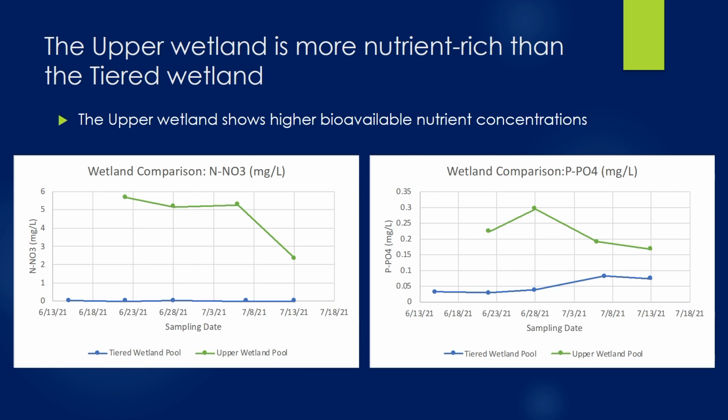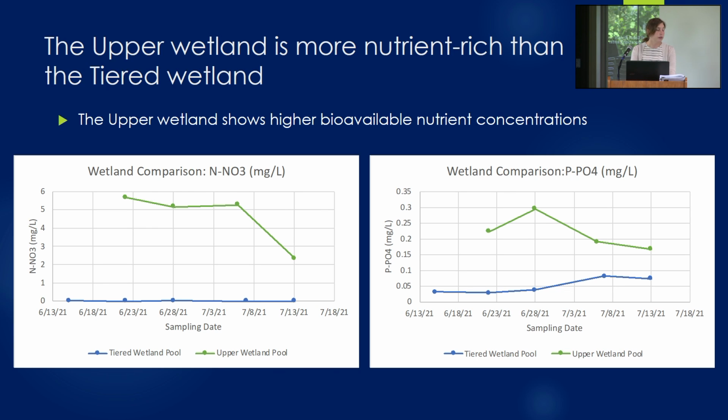The first interesting observation we made from the data was that the upper wetland is far more nutrient rich than the tiered wetland in terms of those bioavailable forms of nitrogen and phosphorus. In these graphs, you can see nitrogen and phosphorus, and the nutrient concentrations are graphed over time for a representative wetland cell from each wetland.